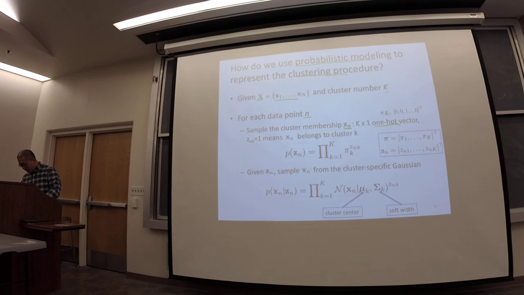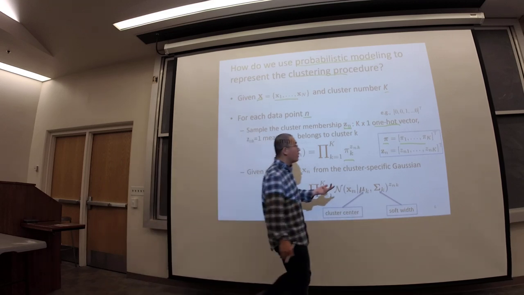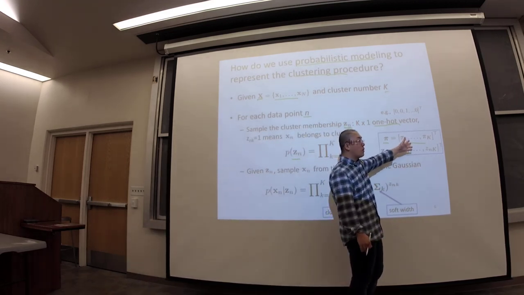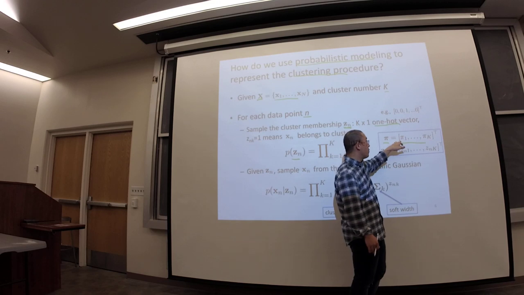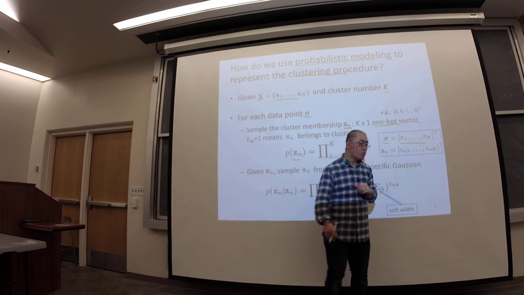So how do I sample this cluster membership vector? The cluster membership vector is essentially a categorical variable, right? So I'm going to sample it from a categorical distribution, which is parameterized by a probability vector pi. The probability vector pi consists of K elements. Each element is between 0 and 1, representing the chance that it belongs to a corresponding cluster. So the summation of these probabilities will be 1. Okay? This is a categorical distribution.